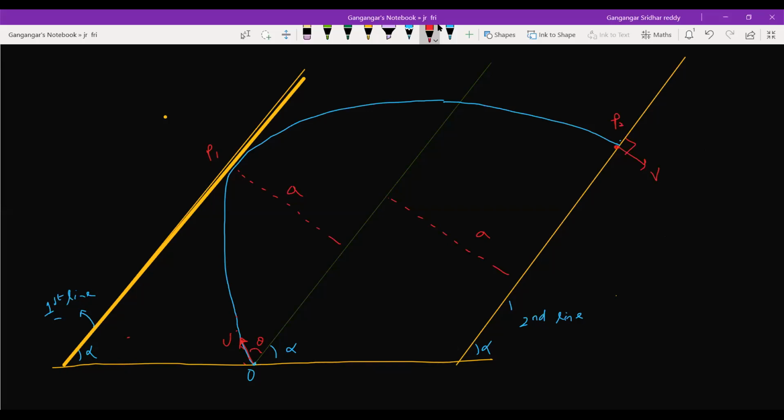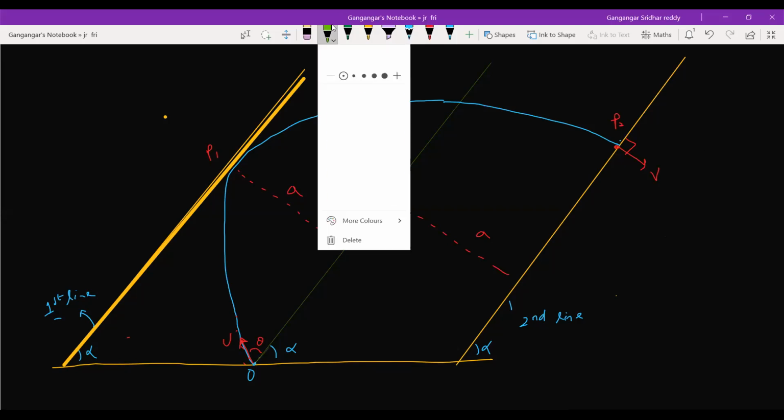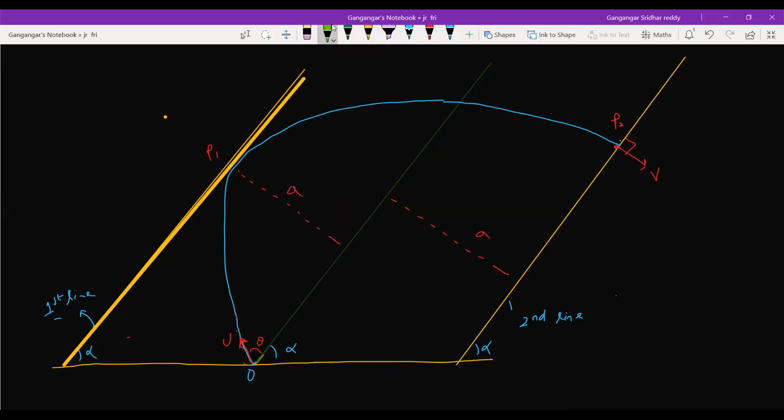So first, as it moves from O to P1, let's resolve this velocity. It will be U sine theta. I'll resolve the velocity. So here it will be U cos theta, and U sine theta. What will happen as it grazes here? It grazes. Here you put like this. Grazes, strikes normally.